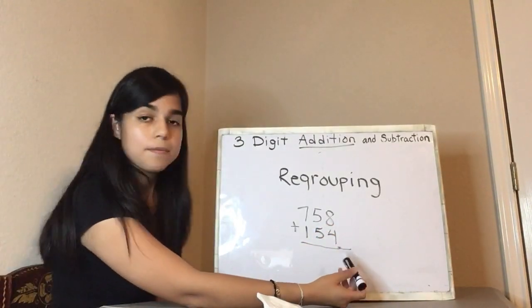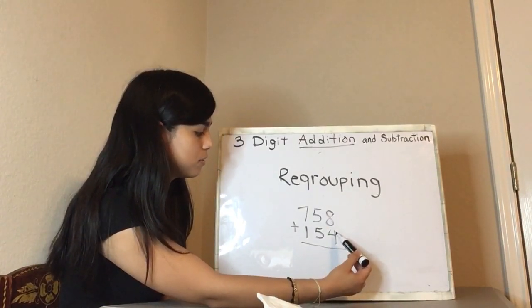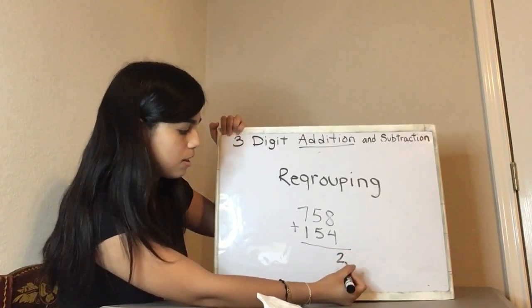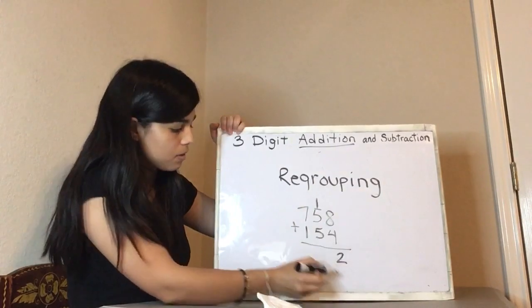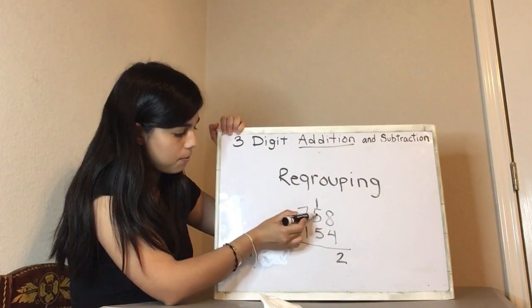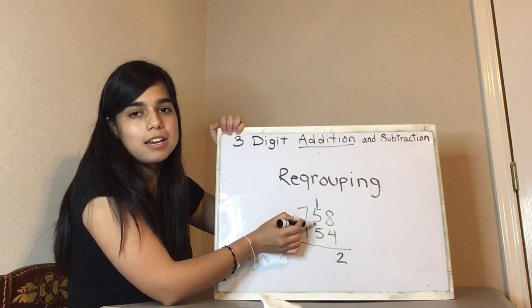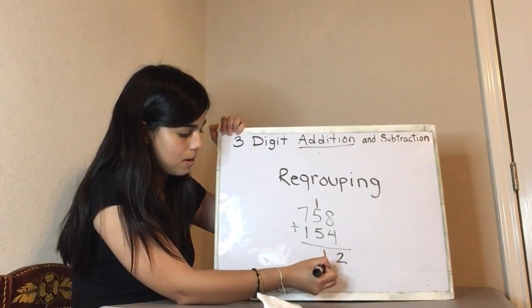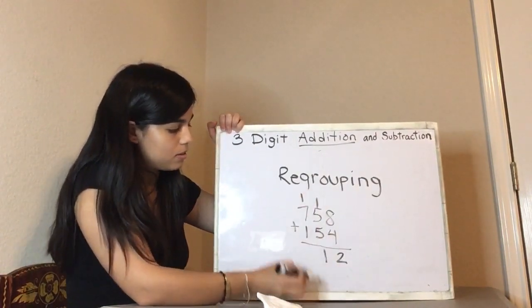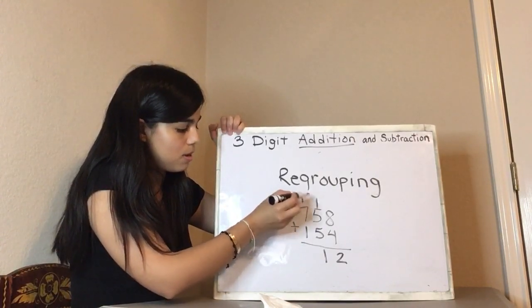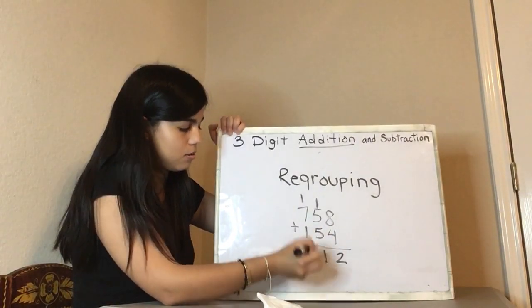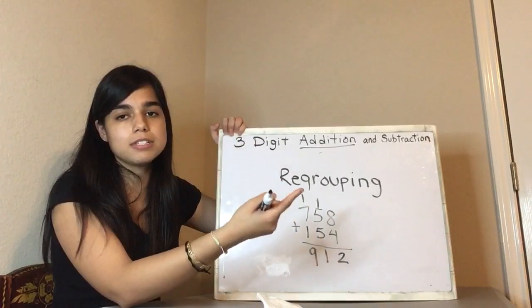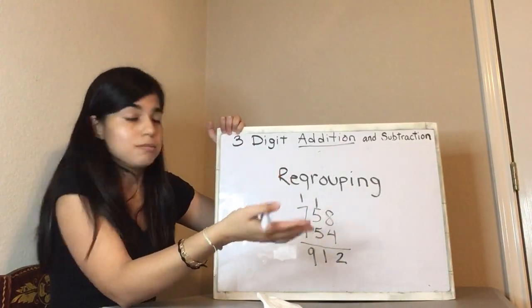All right, so now let's do 8 plus 4 equals 12. Remember, you put the one that's in the ones place down here. So I'm going to put the 2 there and then the 1 up here. So I regrouped there. Now 5 plus 5 is 10 plus 1 is 11. So I'm going to put the 1 here and then the other one here. 7 plus 1, 8 plus 1, 9. 912. So we regrouped 2 times on this one. Okay, so sometimes you have to regroup once, sometimes you have to regroup twice, and sometimes you don't have to regroup at all.